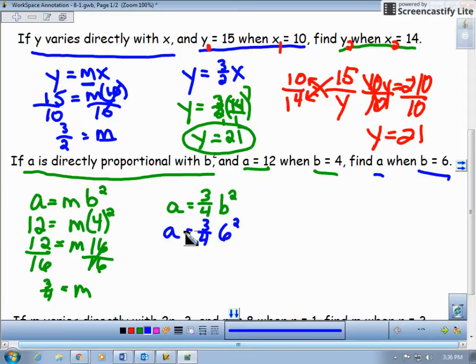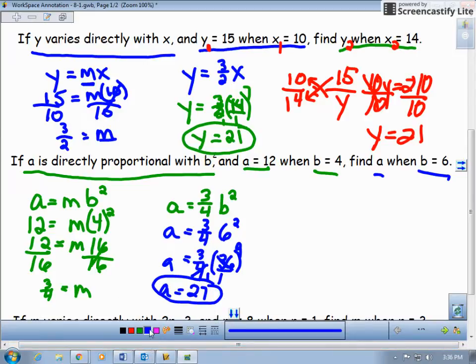6 squared here. 6 squared is 36. It's 36 over 1. So 4 goes into 36 nine times, and 9 times 3 is 27. So I get a is 27 here.